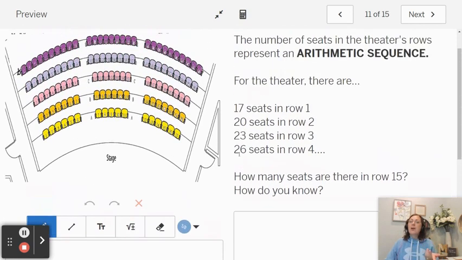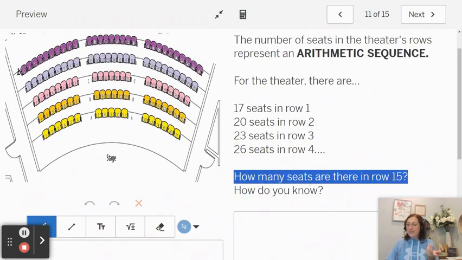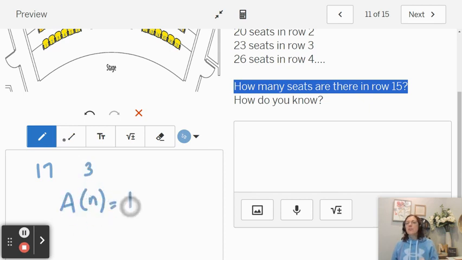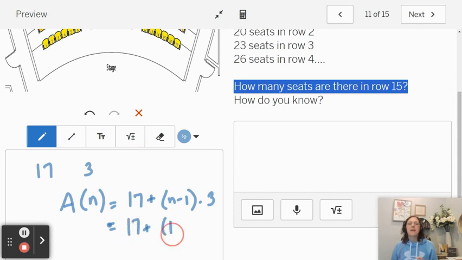Okay, so we want to know how many seats are there in row 15. Well, we can write a formula for that, can't we? We're going to say we need the first term. First term was 17. The common difference we know was we added 3 every time. And so just like we did before, we're going to write that formula. First term plus parentheses n minus 1 times common difference. Now we want to know how many seats are in row 15. So the beauty of this, we get to plug in 15 for n. And we're going to solve.